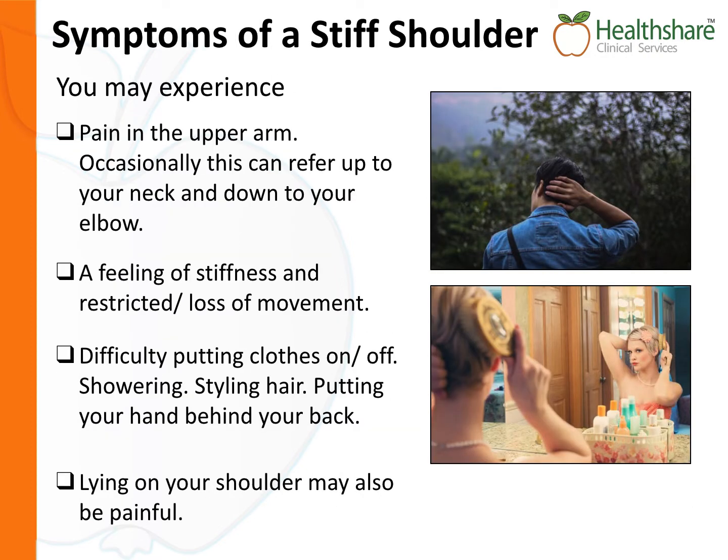Symptoms we often get with a stiff shoulder is you often get pain into your upper arm. Sometimes it'll come below your elbow and up towards your neck, and you'll find it difficult to put clothes on and off, to shower, to style your hair, and you might get pain when putting your hand behind your back, and also get some pain when you're lying on your shoulder. Now, these symptoms will look familiar to those with painful shoulders, so those without the movement restriction. The key difference in the symptoms tends to be that feeling of stiffness, the restricted movement, and the loss of movement.